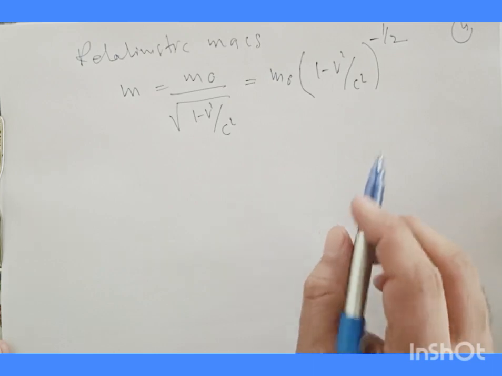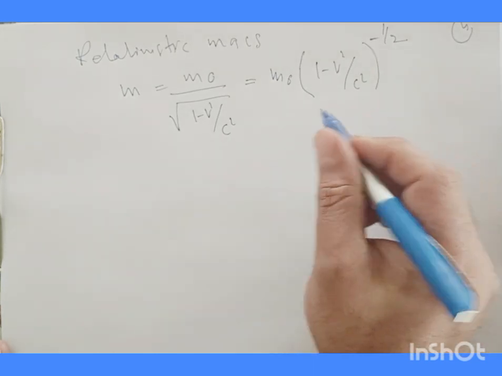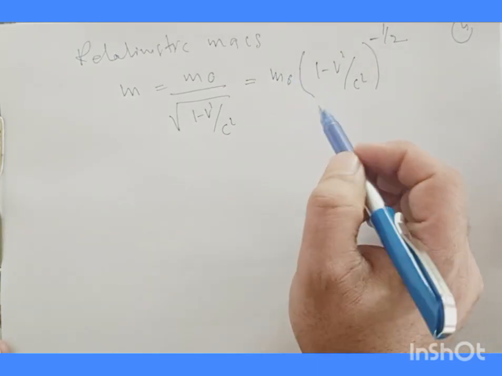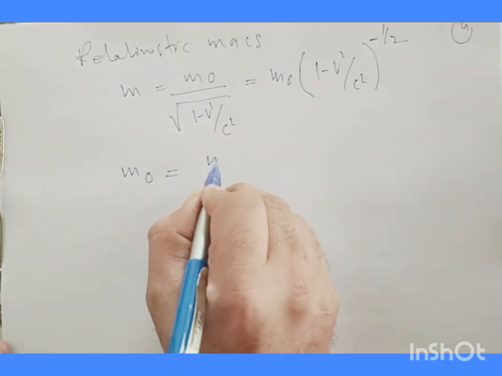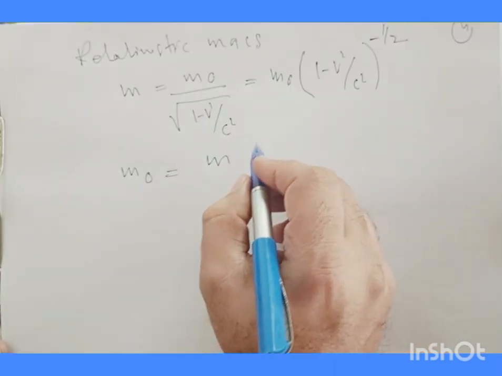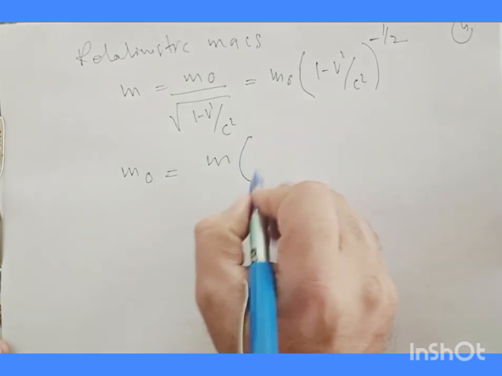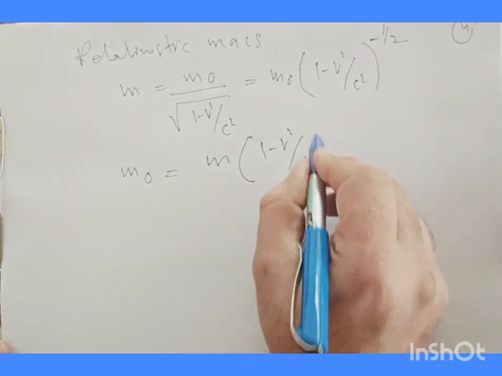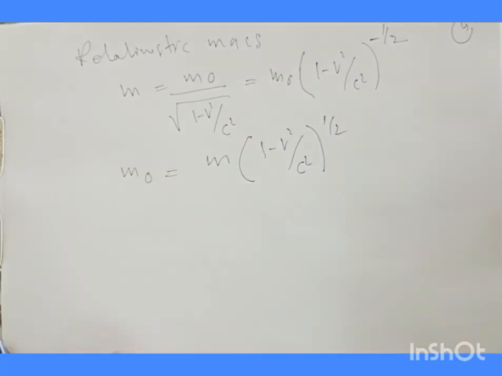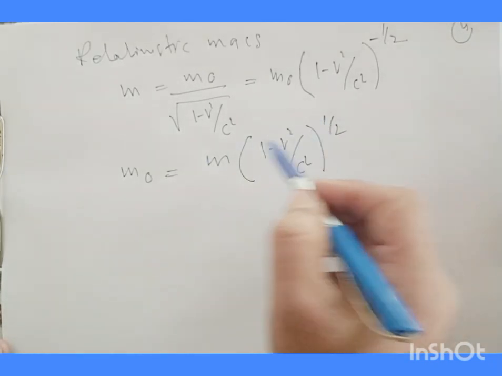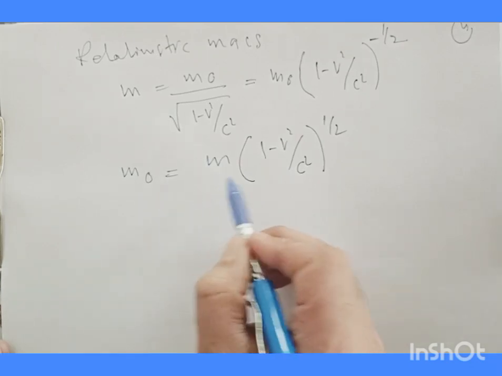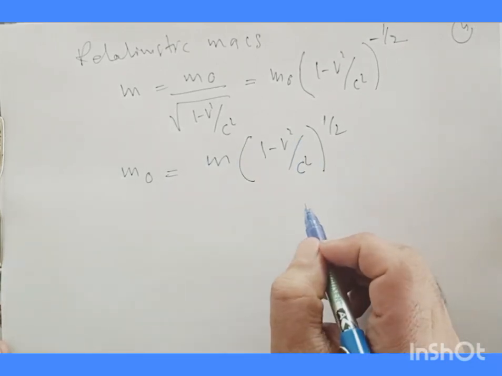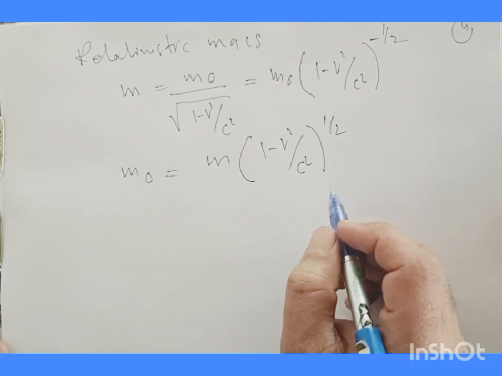All right. So I can say this m naught is m times (1 minus v square by c square) to the power 1 by 2. That should be the case. Directly transferring this to this side gives me m naught equal to m times (1 minus v square by c square).